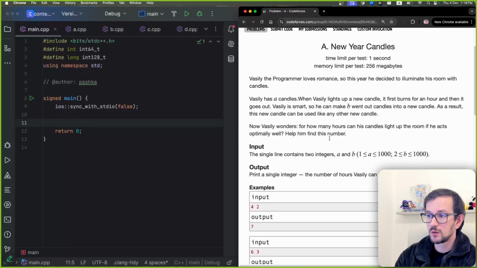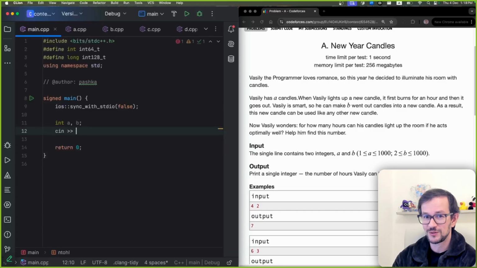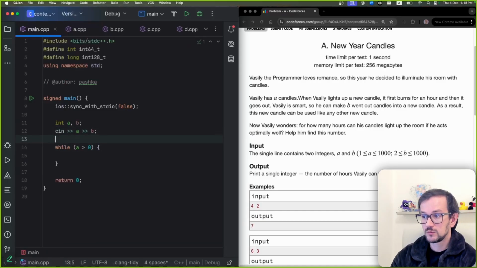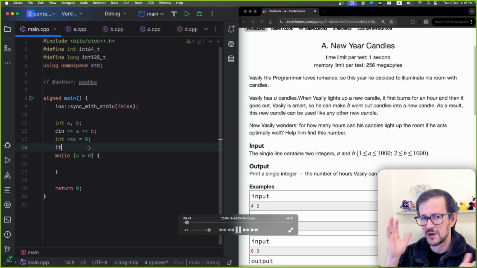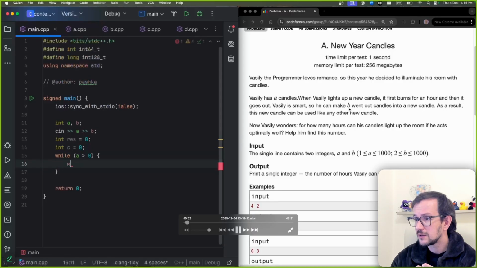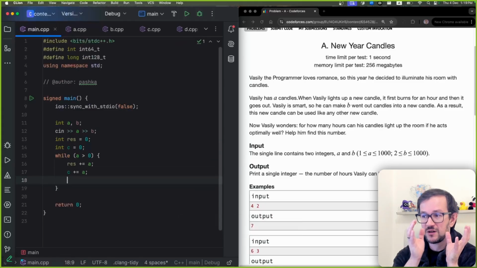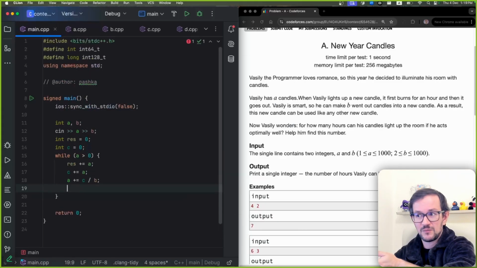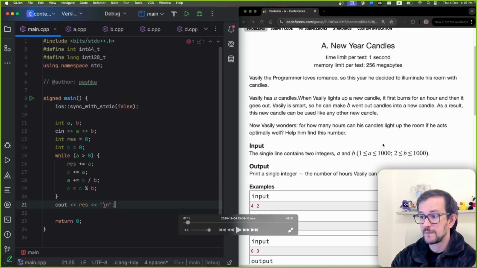So the first problem is pretty straightforward. You just do what you need to do in the problem statement. Again, it's not that trivial, but you just implement a simple while loop. In this while loop, I keep track of how many new candles I have and how many burnt candles I have, and just carefully do what needs to be done.